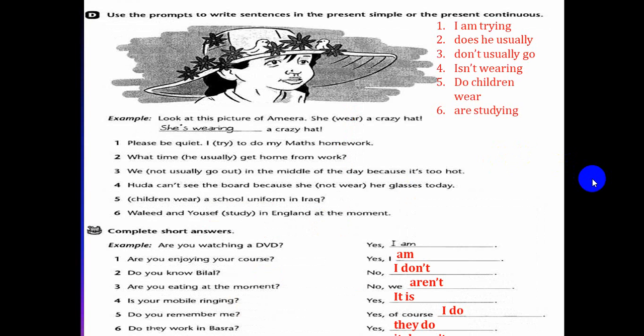Let's continue with the rest of the exercises, dear students. Exercise D. Use the pronoun to write a sentence in the present simple or the present continuous. For example, look at this picture of Amira. She wear a crazy hat. Here the sentence becomes: she is wearing a crazy hat. Why did I use the present continuous here? Because it talks about a picture that is present, it says look at this picture, she is wearing a crazy hat, a strange hat.